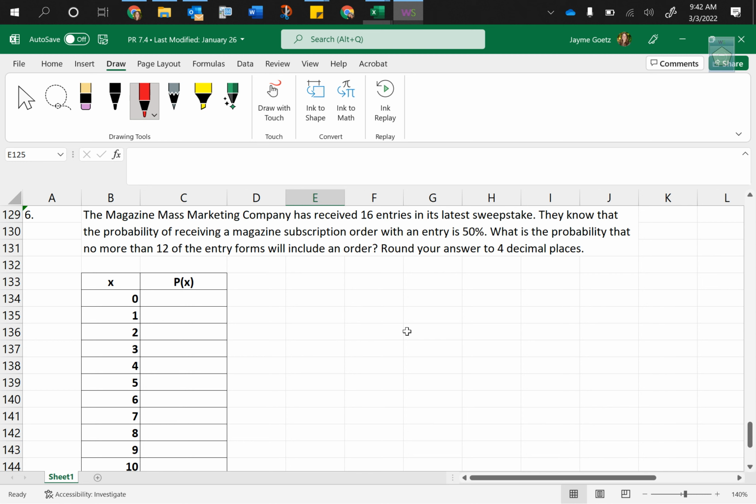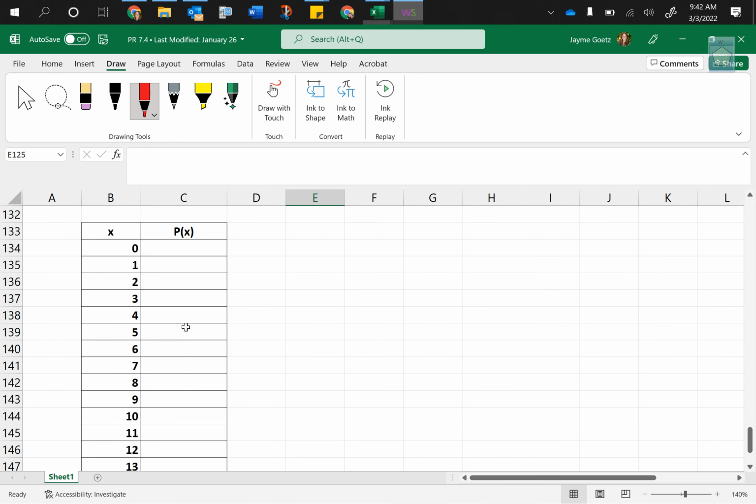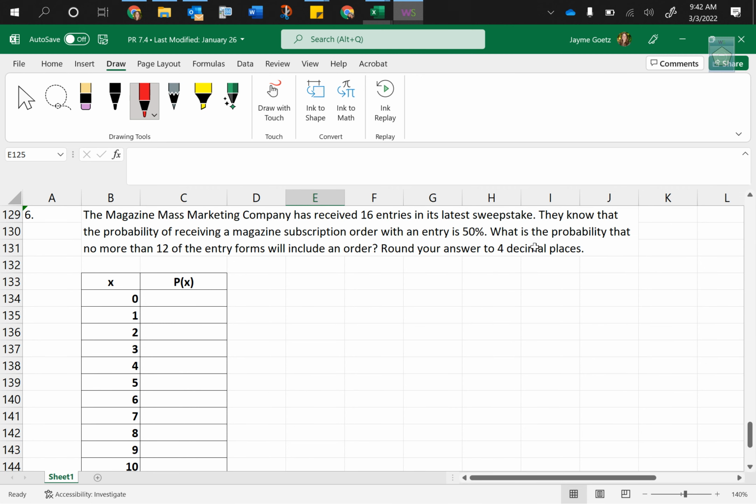Is this a binomial probability? So like, is there only 2 outcomes, success and failure? Yes. So what is the success here? You get an order, and the failure would be you don't get an order. Okay, so we want to fill out my probability table because it says what is the probability that no more than 12. So we're going to have to accumulate some here, right? So we need to figure out my n value, my p value, and my x value.